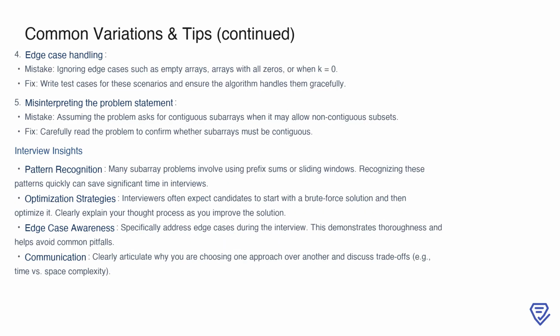Handling edge cases is critical. Ignoring scenarios like empty arrays, arrays with all zeros, or cases where k equals 0 can lead to unexpected bugs. To prevent this, write test cases specifically for these situations and ensure your solution handles them correctly. Another common issue is misinterpreting the problem statement. For example, you might assume the task involves contiguous subarrays when it could allow for non-contiguous subsets. Always read the problem carefully to confirm the requirements.